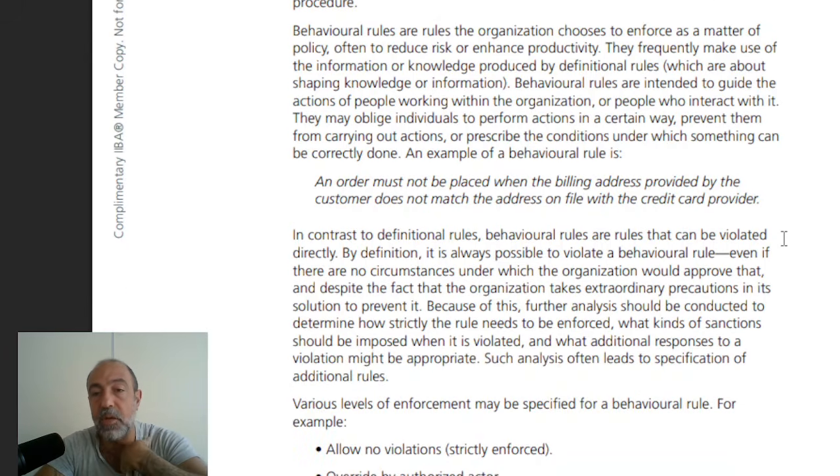Behavior rules are rules that organizations choose to enforce as a matter of policy, often to reduce risk or enhance productivity. This frequently makes use of the information or knowledge produced by definitional rules, which are about shaping knowledge or information. Behavioral rules are intended to guide the actions of people working within the organization, or people who interact with it. They may oblige individuals to perform actions in a certain way, or prevent them from carrying out actions.